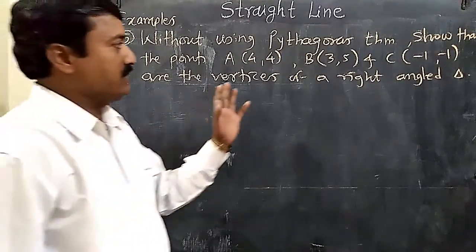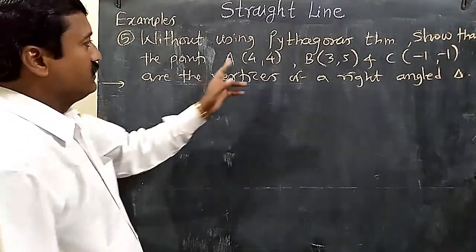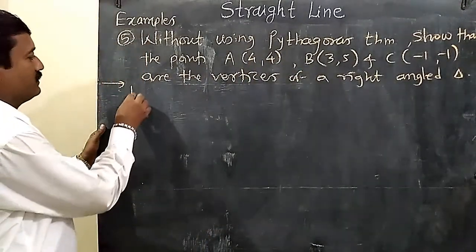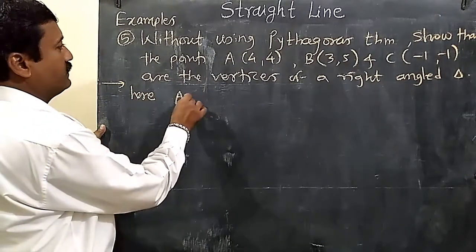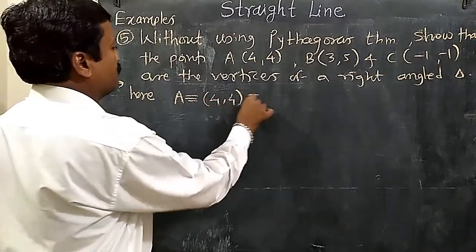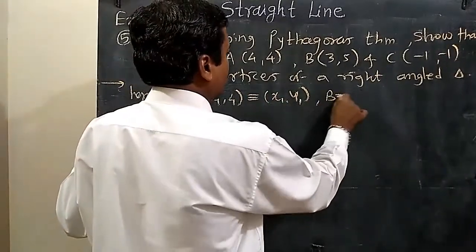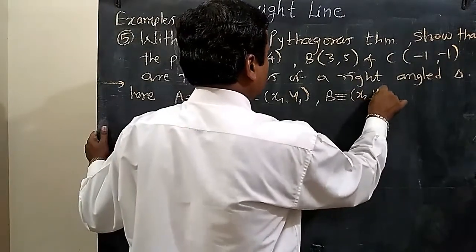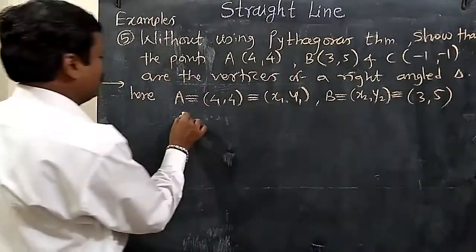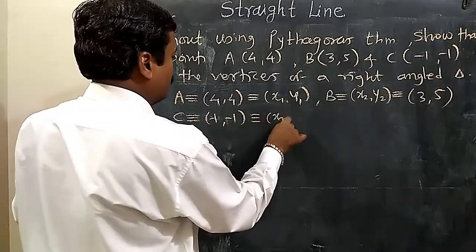We don't know which angle is right angle, so there is no need to draw the figure. Just find the slopes of two lines or slopes of all the sides of triangle. Here A is (4, 4), we consider it as x1, y1. B, that is x2, y2, is equal to (3, 5). And third point C is given as -1, -1, which is x3, y3.